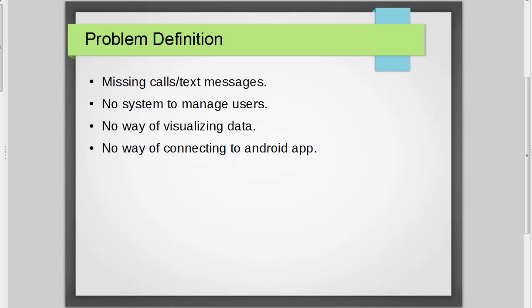There are a lot of missed calls and text messages in communications. Right now, there is no system to manage users. There is no way of visualizing data such as time talked, vibration used, where the message was lost, information as such. And there is no way to connect to the current app that my clients have.